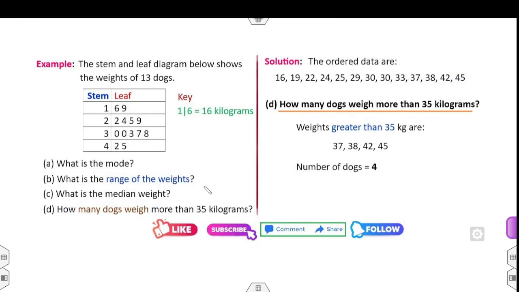That is a 4, number of the dogs, is the right answer.